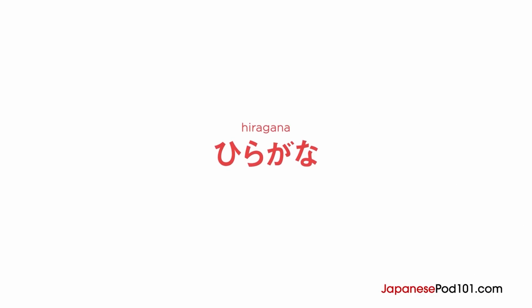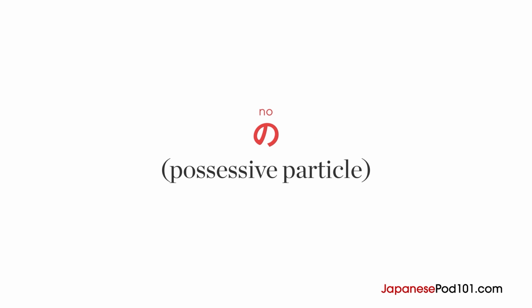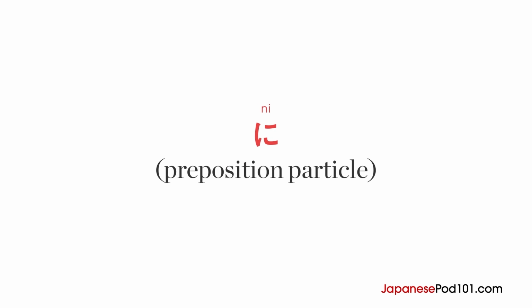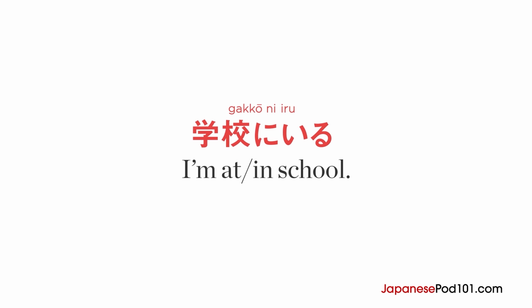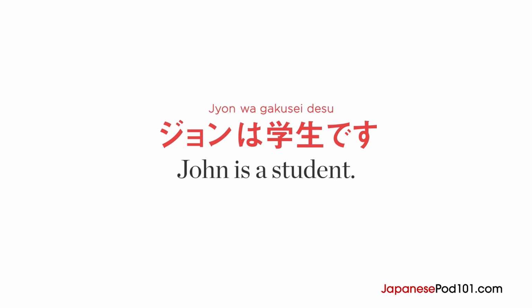You can think of hiragana as the default script used to write most things in Japanese. It's the most common of the 3 scripts because it's used to write functional words, including most grammatical particles, such as possessive, の、私のペン prepositions, に、学校にいる as a subject marker, は、ジョンは学生です。 and it can also be used to write words that lack a kanji rendition or whose kanji is obscure or considered too difficult for the reader to understand.